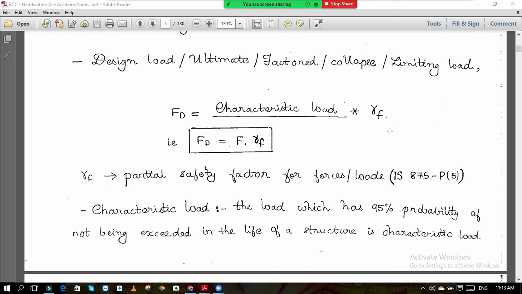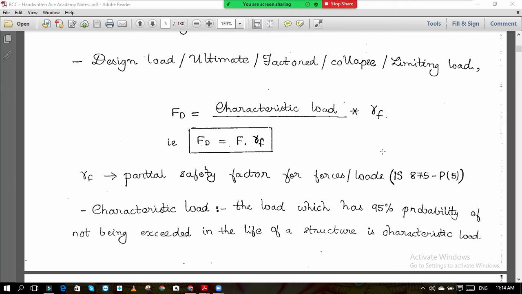So we use the partial safety factor for designing the loads, and here you can see gamma f is the partial safety factor for forces and loads. It is given in IS 875 page 5. This also you should remember.